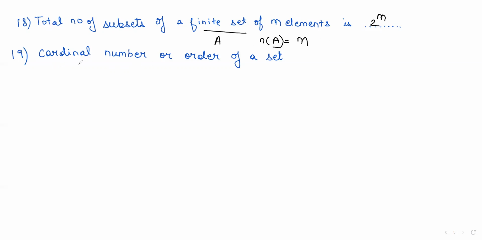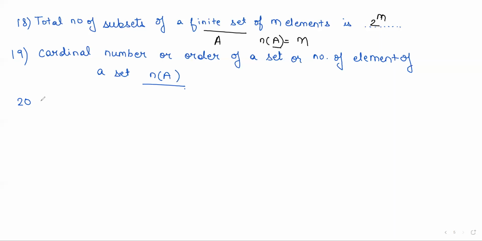Next formula is cardinal number or order of a set. This is also equal to the number of elements in a set. It's just a fancy way of naming it. This is n of A. n of A is called the number of elements of the set. It gives the number of elements of a set, or the order of a set, or the cardinal number of sets.